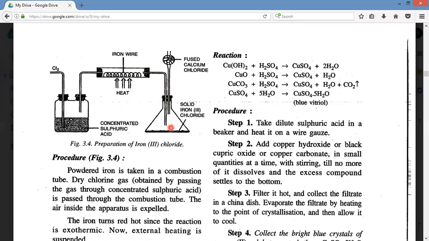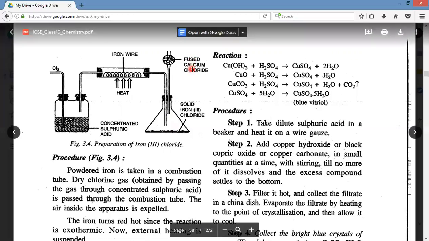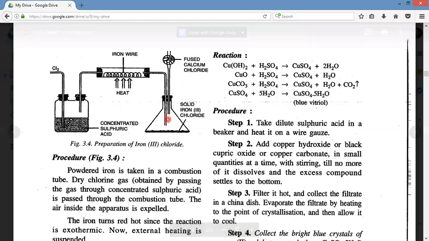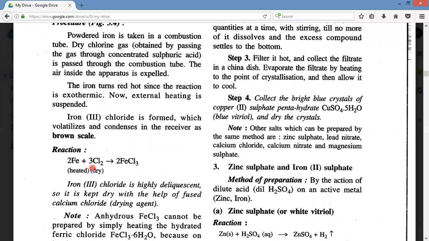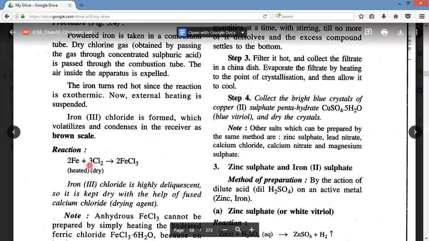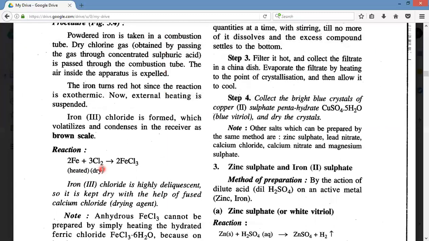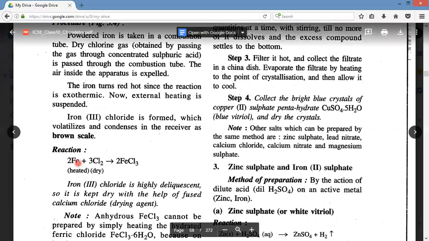the solid form. This solid iron chloride has the property of deliquescent nature, which can be dried by the drying agent, the fused calcium chloride. Now check the reaction. Iron plus 3 molecules of chlorine. That chlorine will be dried with concentrated sulfuric acid and iron should be heated externally. There will be a formation of iron chloride.